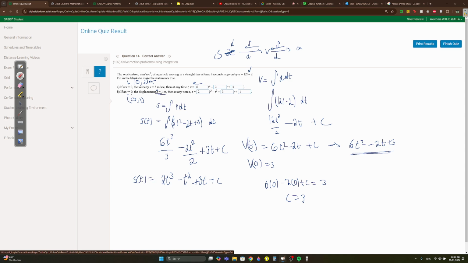What's our point? 0, 1. So s of 0 will get me 1. So if I substitute 0, minus 0 squared plus 3 times 0 plus c, I'm going to get how much? 1. This cancels, so c is equal to 1. Therefore, here I'm going to get 2t cubed minus t squared plus 3t plus 1. This is the equation for the displacement.